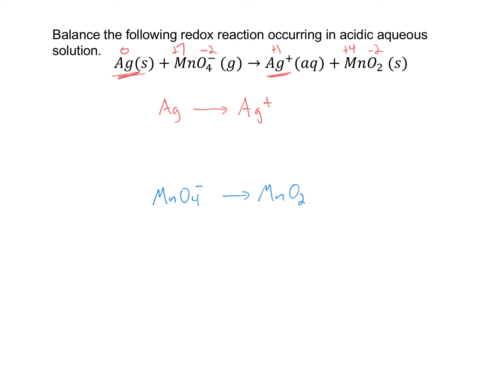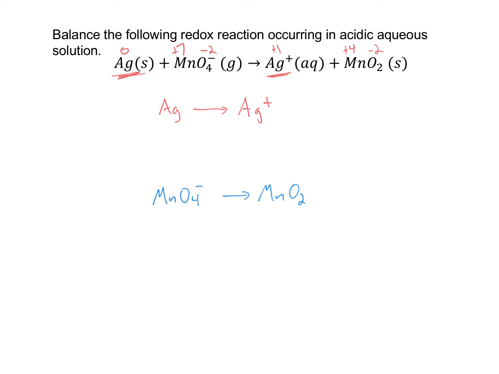All right, now I want to balance each half reaction by mass. So I want the atoms to come out the same. So for the oxidation half reaction, I think we're good. 1 silver, 1 silver. For the reduction half reaction, the manganese look good. I've got 1 manganese on the left, 1 manganese on the right.